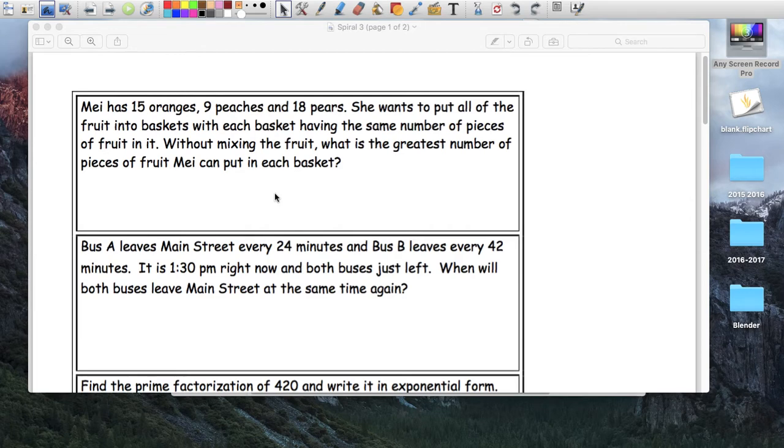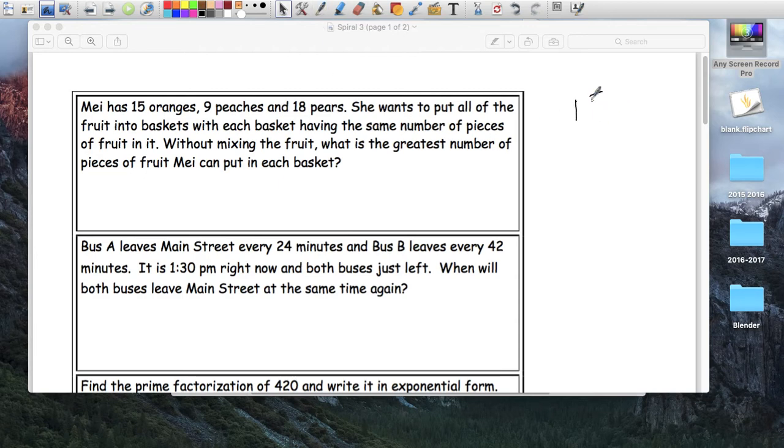May has 15 oranges, 9 peaches, 18 pears. She wants to put all of the fruit in baskets, with each basket having the same number of pieces of fruit in it, without mixing the fruit. What is the greatest number of pieces of fruit May can put in each basket? So she doesn't want to mix the fruit. So in this case, we can still do this.